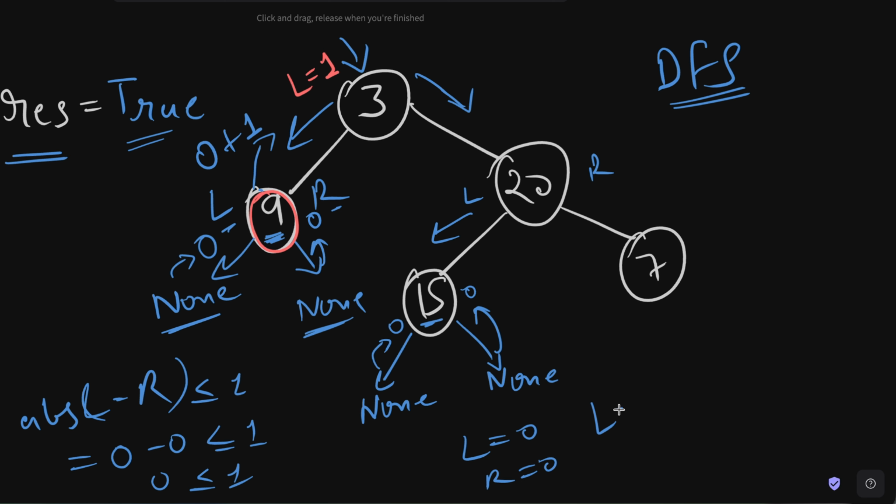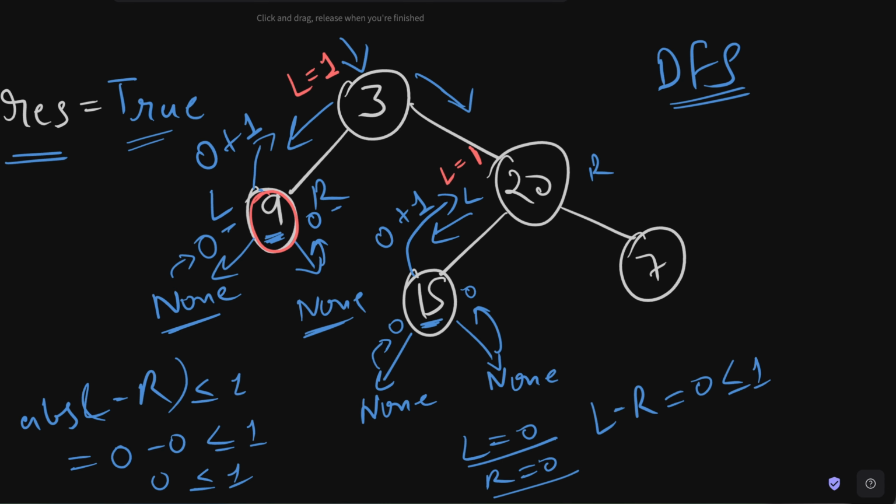So we know that left subtree height minus right subtree height is equal to 0, which is less than or equal to 1. So this 15 is a properly balanced binary tree. Now we will take the maximum of L or R and then add 1 to it and return. Since they are both 0, we will simply return 0 plus 1. Now we are counting the 15 for the left subtree height of 20. So the left subtree height of 20 is 1.